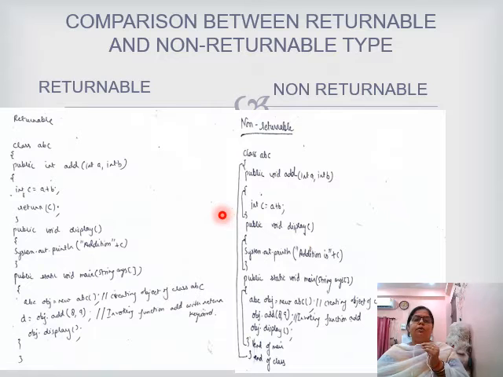Now, it is very important. See, it is easy to understand when we compare these two, returnable and non-returnable. In returnable, we have used the data type int, but in non-returnable, we have used void. This is the main difference. The function name is the same, the program is the same, but this is returnable and this is non-returnable.